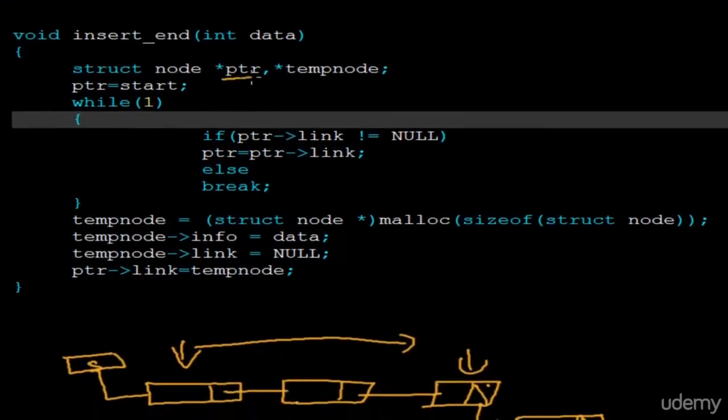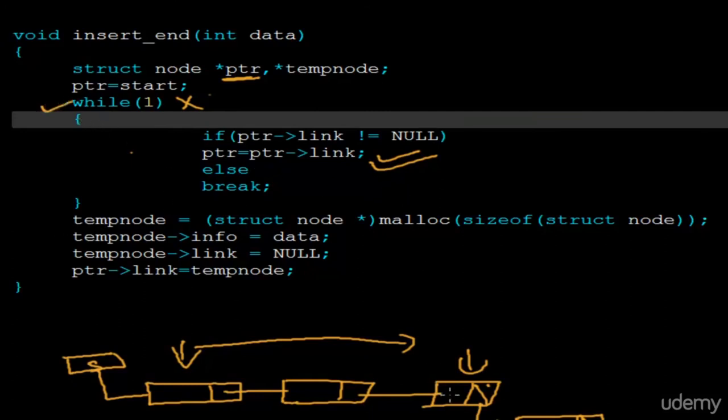We are simply having a pointer ptr. We are copying the content of start into the ptr till we reach the end of the list, means the ptr's link is equal to null. We are simply traversing. If we reach it, we are breaking this while loop, which is an infinite while loop.